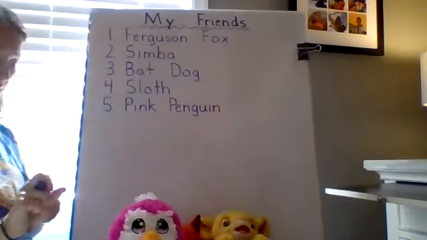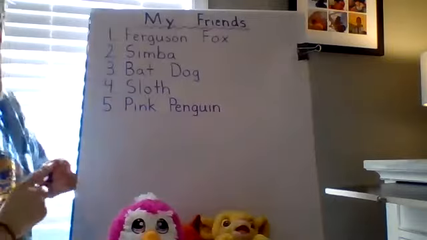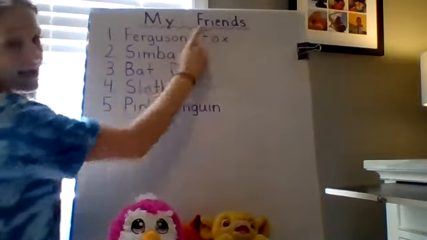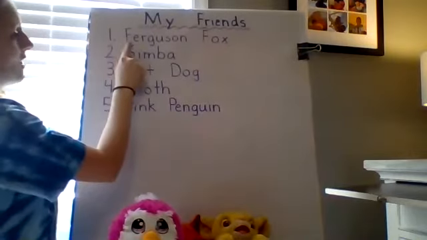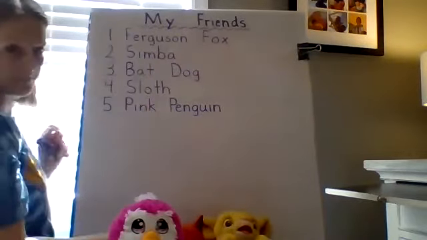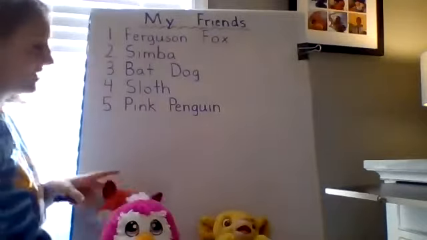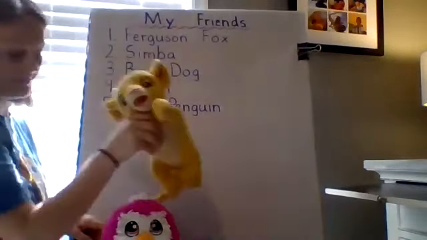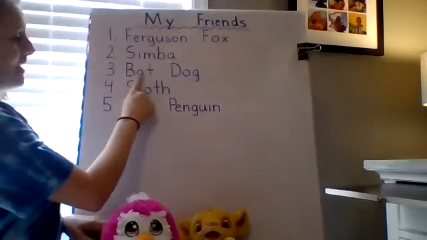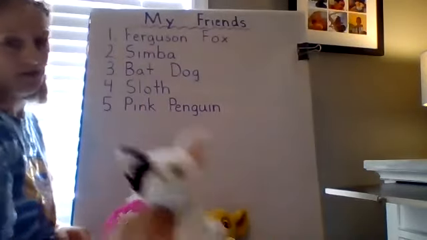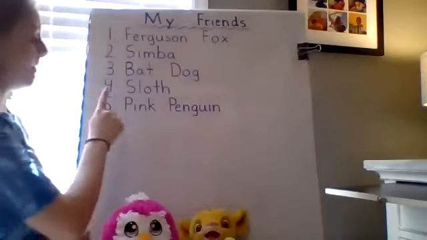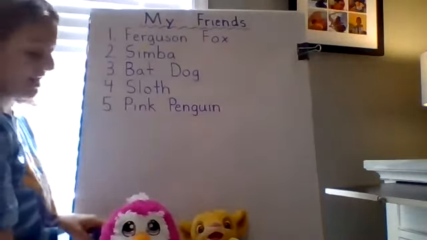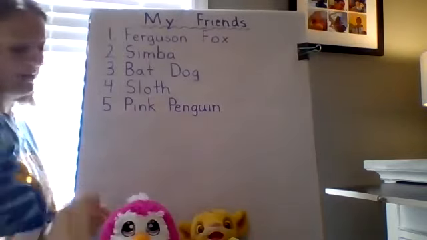Pink penguin. Remember, good writers always reread what they wrote, so we're going to reread together. My friends, this is a list. Number 1 is Ferguson Fox. Here's Ferguson. Number 2 is Simba. Here's Simba. Number 3 is Bat Dog. There's Bat Dog. Number 4 is Sloth. Here's Sloth. And number 5 is Pink Penguin.